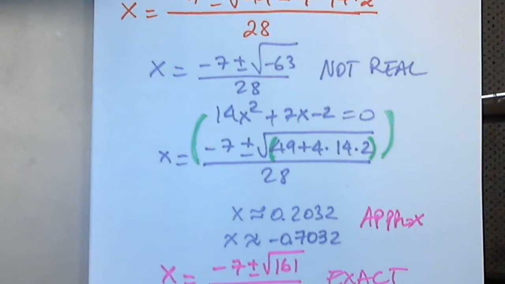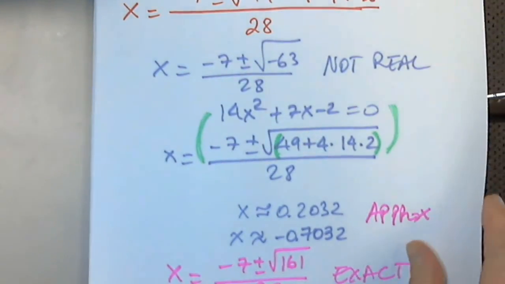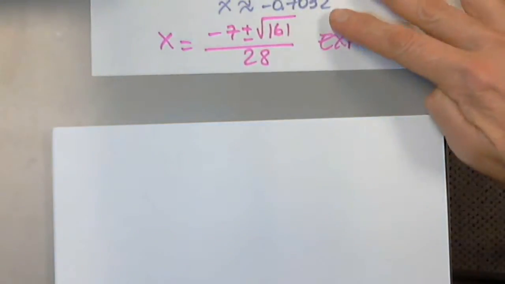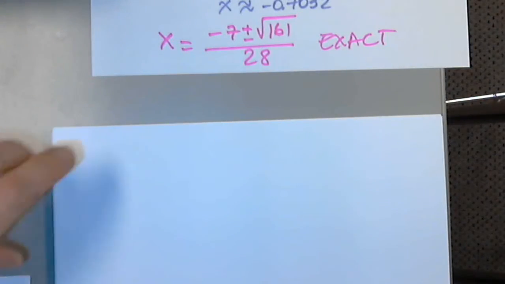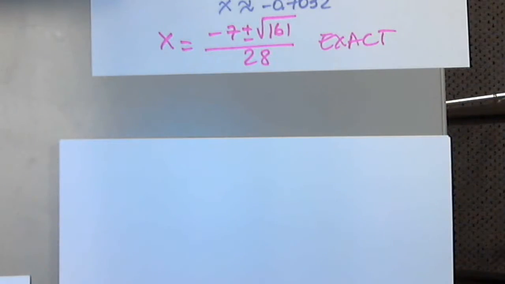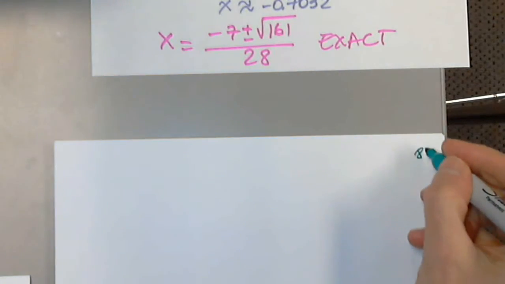Complete the square? Never. It's not a method for this. It's something very useful for something else, for conic sections actually. So it's totally legitimate method, wonderful, but not for this.